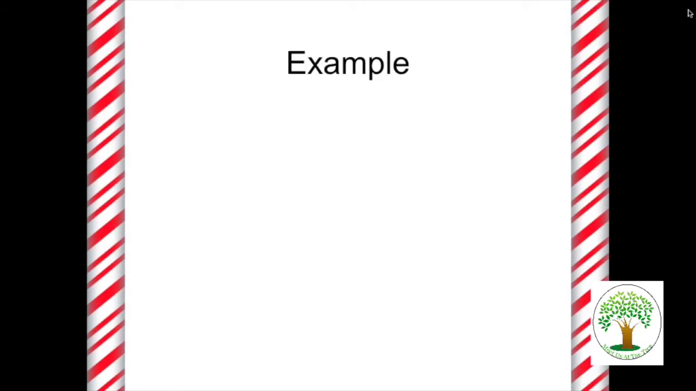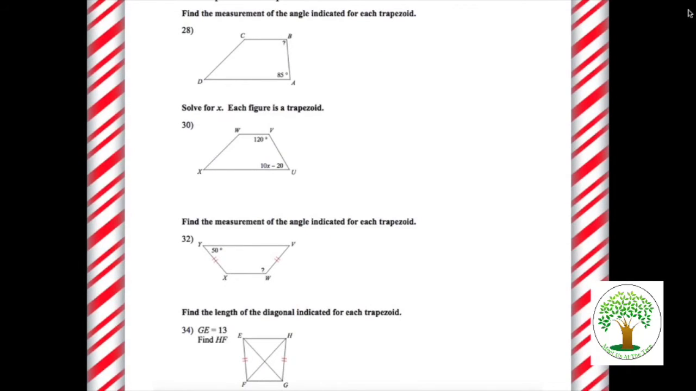All right, we're going to do some examples. I wanted to keep us with the trapezoids before we moved on to kites. 28, 30, 32, and 34. It's a couple pages in, because the first page has stuff to do with kites. We're going to skip that for a quick minute. All right, find the measures of the angle indicated.